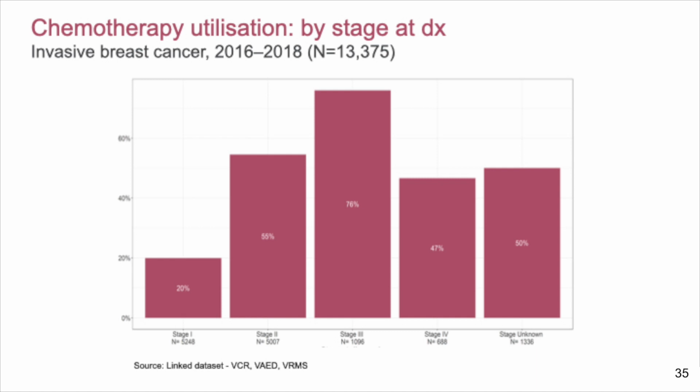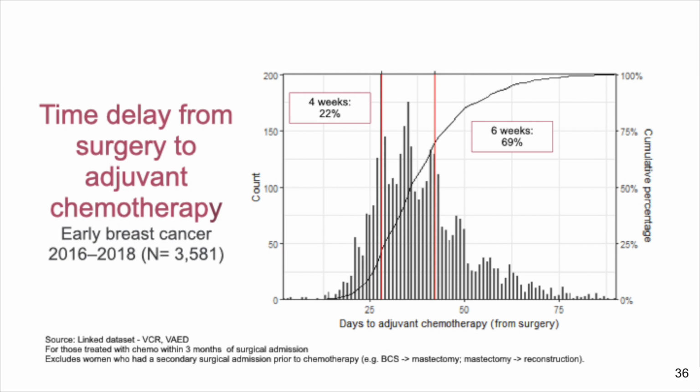We do have some stage 4 diagnoses, and these are the de novo that have been recorded, and half of those are getting chemotherapy. And we do believe that the stage unknowns are largely representing neoadjuvant patients, although we obviously cannot be absolutely certain about that. So in terms of timing, we're not doing terribly well to get chemotherapy on time, or certainly as suggested by the optimal care pathway. About 20% of patients are getting it within 4 weeks of their surgery. That goes up to nearly 70% at 6 weeks.